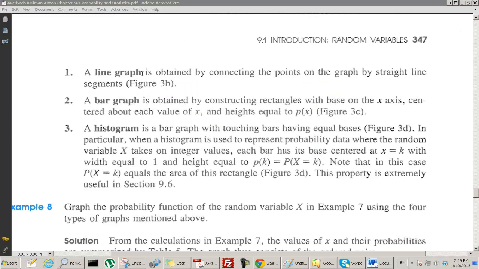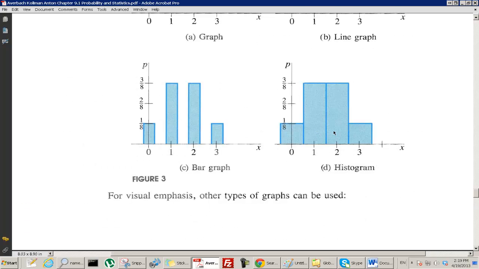So one of them was a line graph. We had a bar graph. And this last one they refer to as a histogram. So this is called a bar graph. This also looks like a bar graph. But this type is called a histogram, and we're going to think about that later.